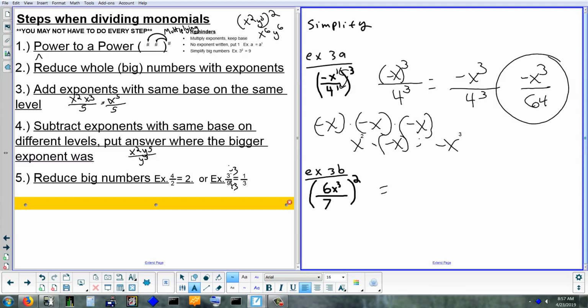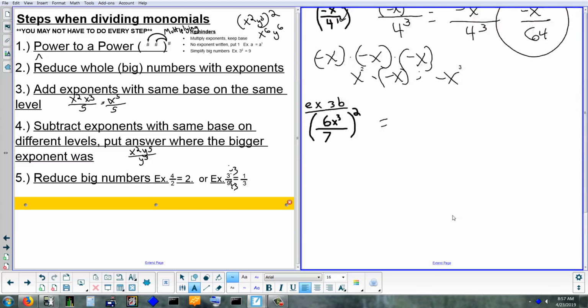Just like the last one, am I applying that second power on the top, on the bottom, or on both? What do you think, Chris? Top, bottom, or both? Numerator, denominator, or both the numerator and denominator? Is that second power going to go to top, bottom, or both? What do you think?